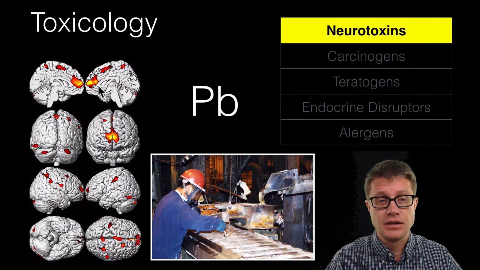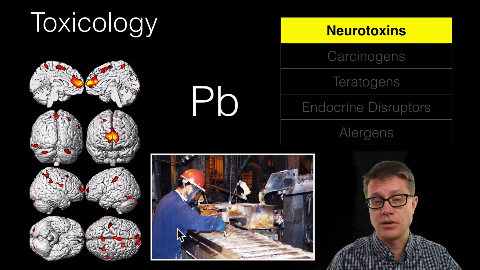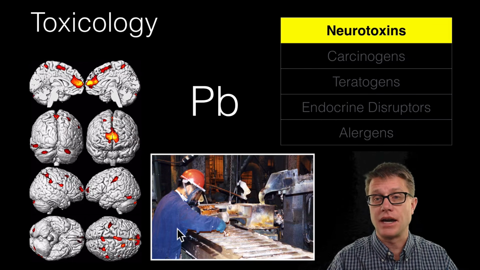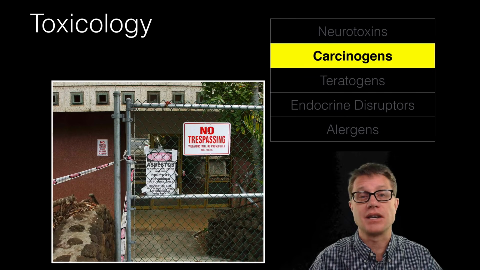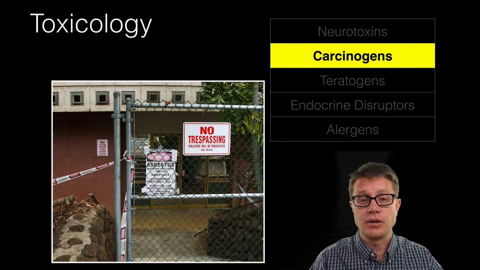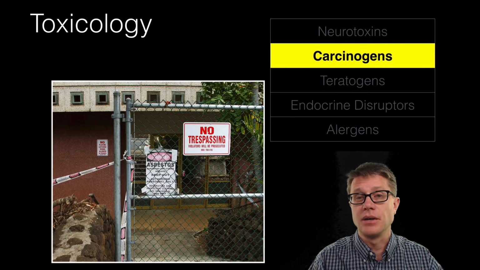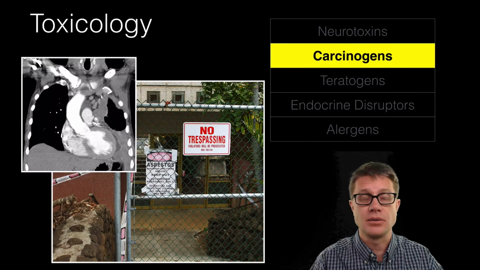So it's actually damaging parts of the brain, especially the highlighted portions here in the prefrontal cortex. So as this person right here is recycling batteries, that lead, they're being exposed to lead, and that is going to be a neurotoxin. We also have carcinogens. These are chemicals that can lead to cancer. A famous one would be asbestos, which was used way back in the 50s as an insulator, but now causes diseases like lung cancer and mesothelioma, which is a rare form of cancer caused by asbestos.